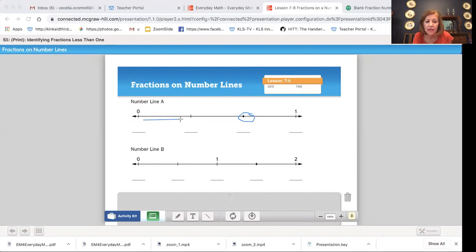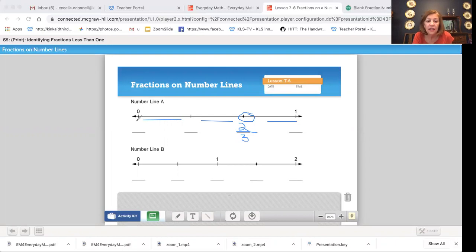So we have 1, 2, 3. So we know our denominator is 3, okay? And then we are going to count how many gaps, or parts, we have up to the point. We have 1, 2. So I'm going to go back and write 2 thirds. And we know that's less than 1 because it doesn't even go up to 1, okay?